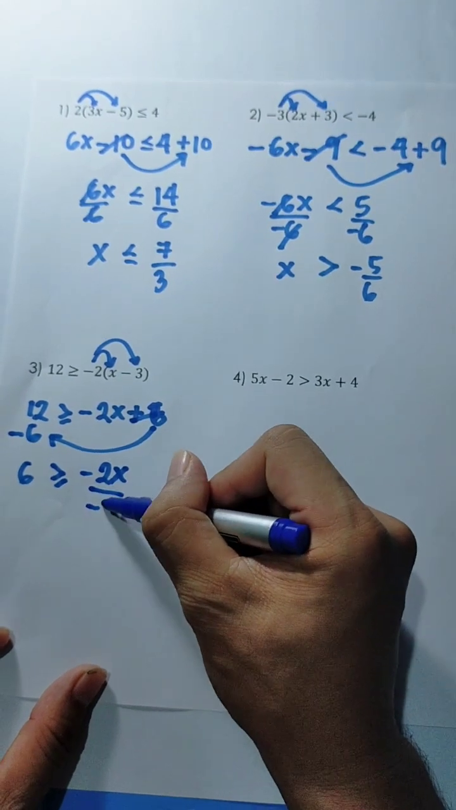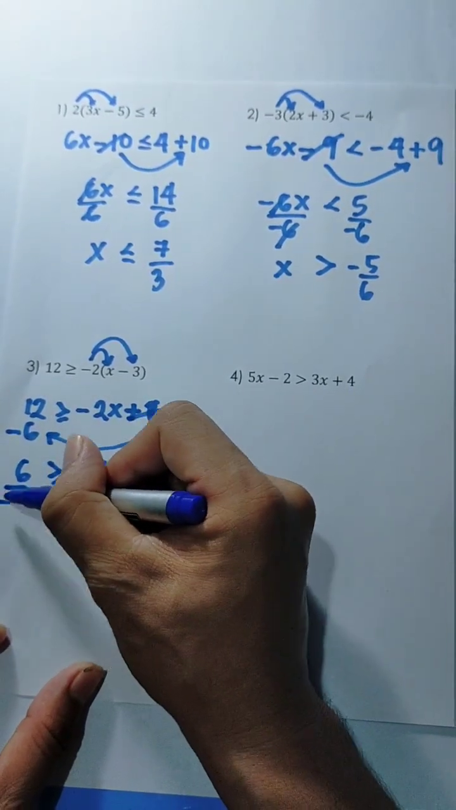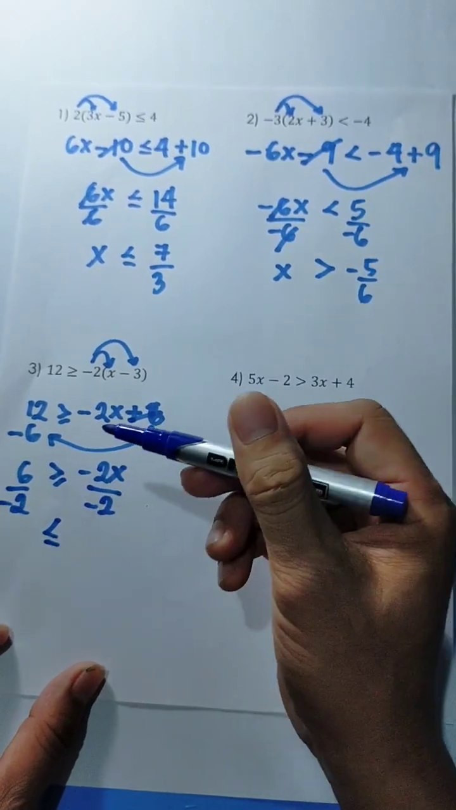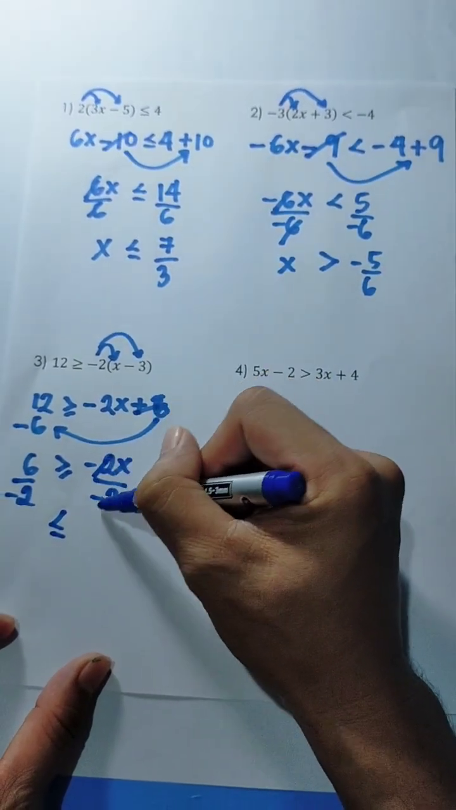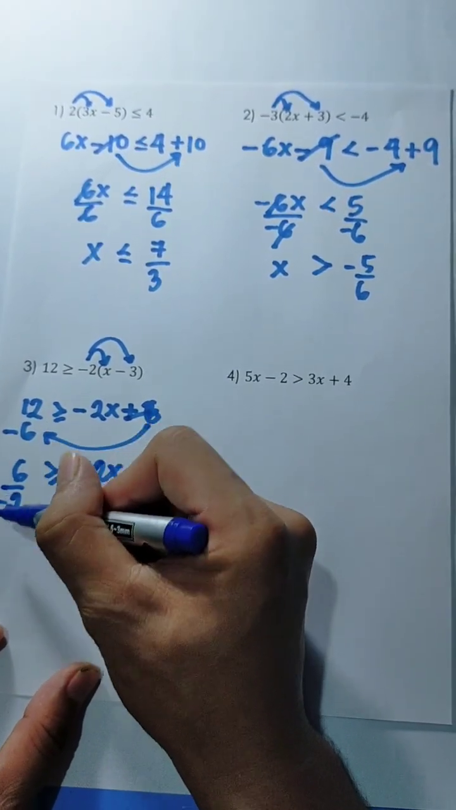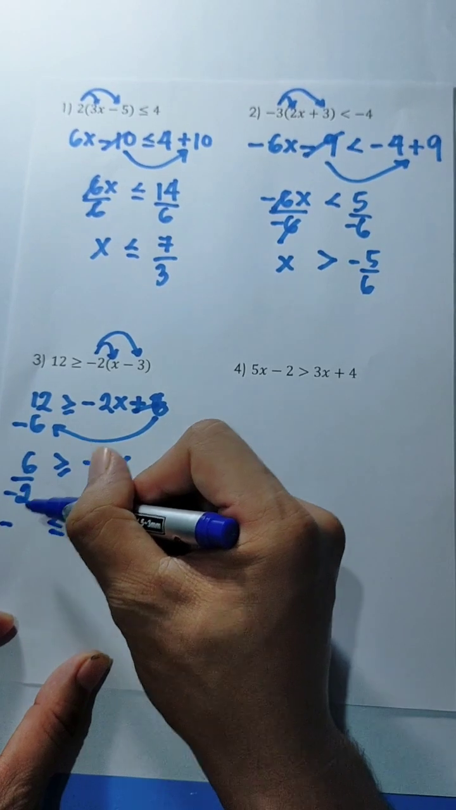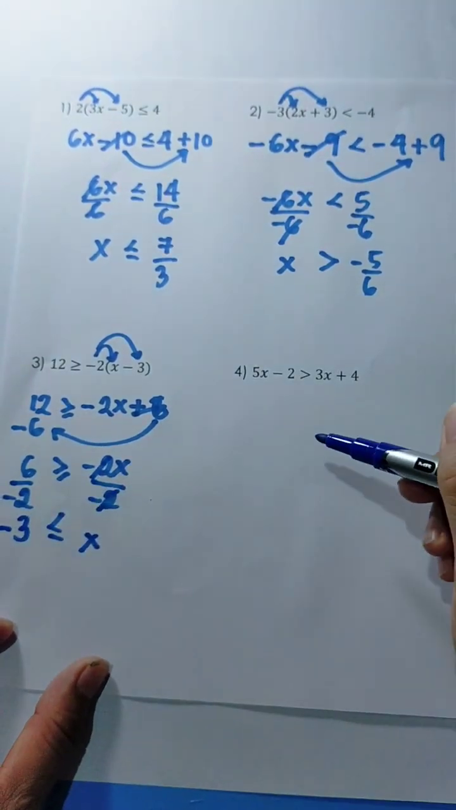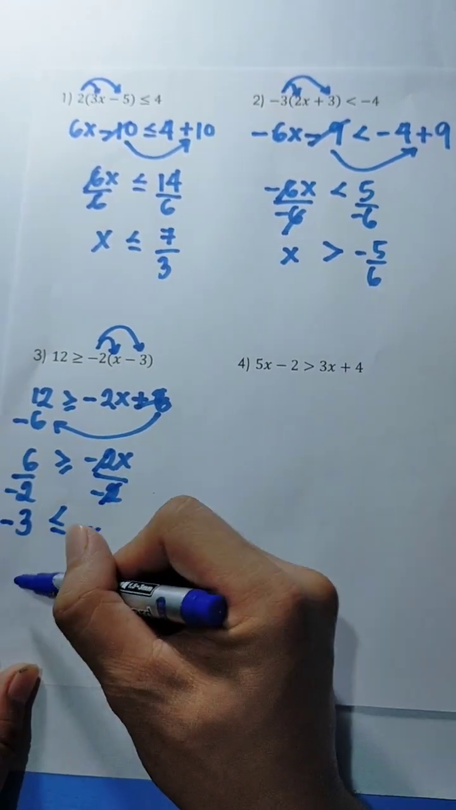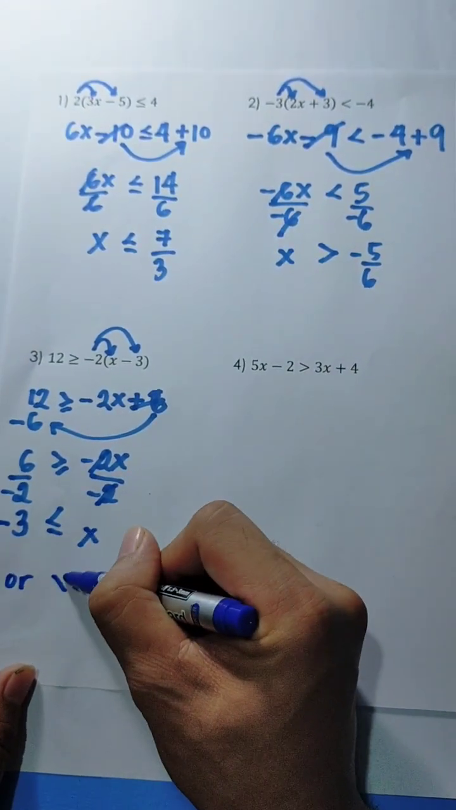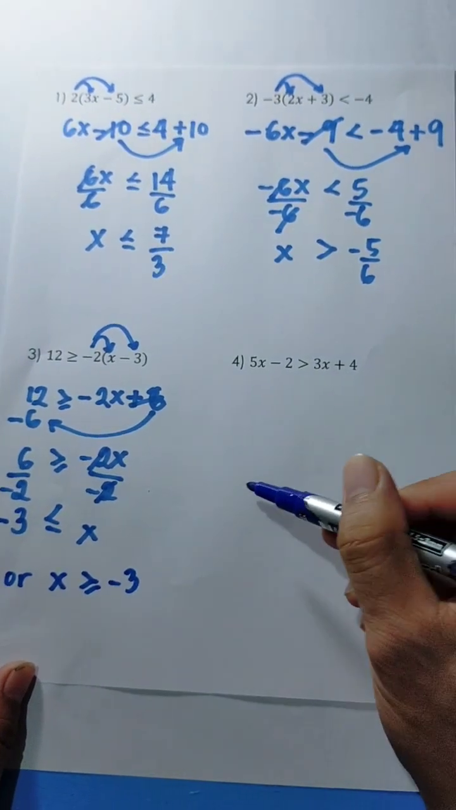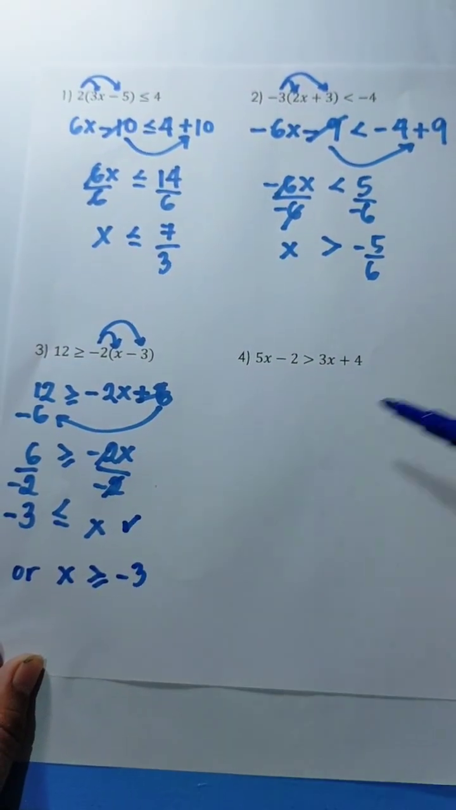Get rid of negative 2. It's negative, so our inequality is reversed. Positive divided by negative is negative. 6 divided by 2 is 3. X is greater than negative 3. You can also write it: x is greater than negative 3. This is already okay.